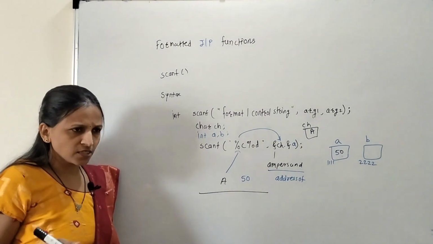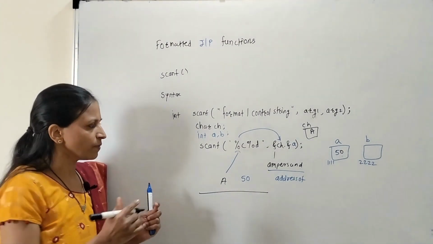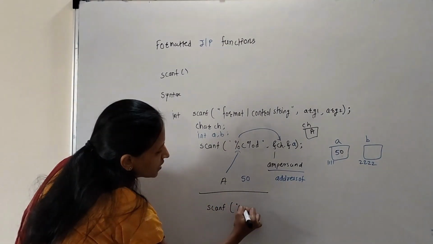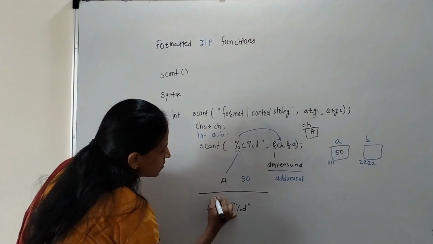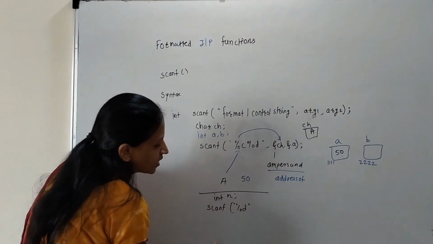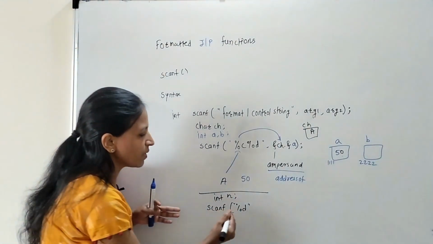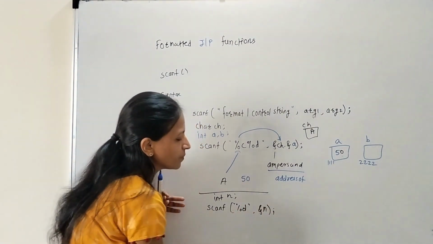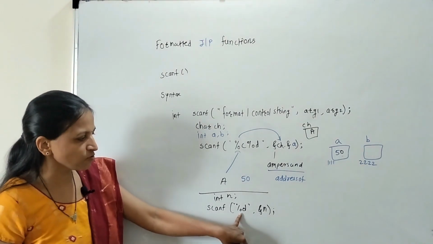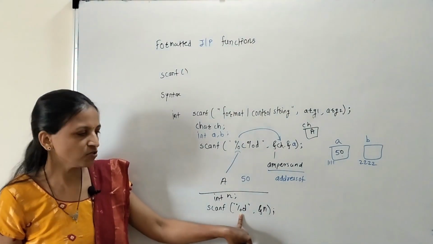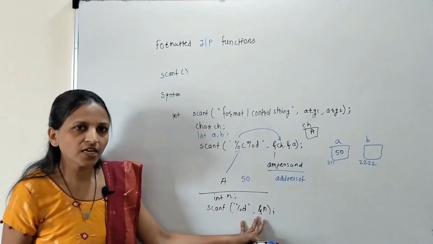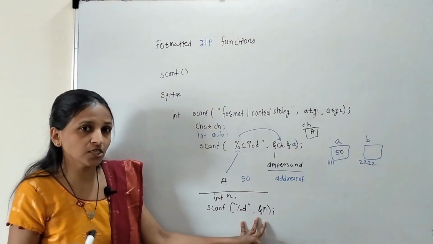Suppose I want to accept one integer, then we will use scanf like this: scanf with %d for one integer. Suppose there is one integer n, and in that n I want to store whatever value is entered by the user. That's why, after a comma, I will provide the address of n, ampersand n. Why? Because whatever the user enters is an integer value, which will be scanned and stored inside n.